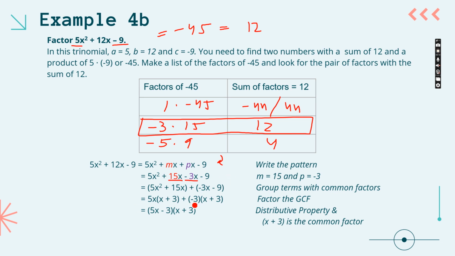From there, we just start factoring some things out. For example, in our first group, 5x squared plus 15x, we factored out a 5x. And same thing here on our second group, negative 3x minus 9, we factored out a negative 3, giving us a common factor of x plus 3. We then combine both the 5x and the negative 3 to give us 5x minus 3 as one group of a binomial, and then x plus 3 was a common factor, so we also want to factor that out too.